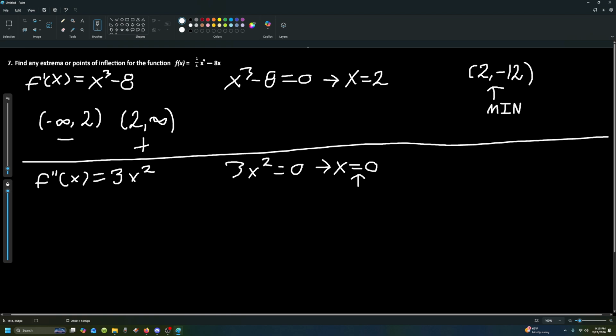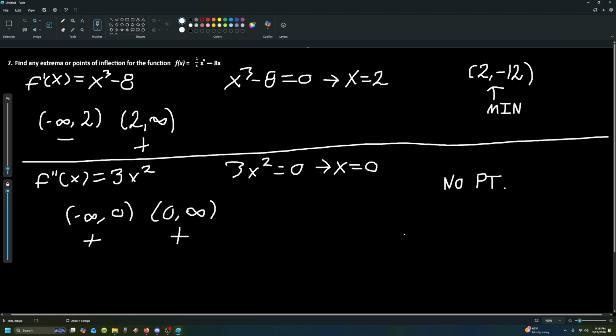An inflection point is where concavity changes, and we're going to be checking if concavity changes with intervals. So since we have x equals 0 and only x equals 0, our intervals are going to be negative infinity to 0 and 0 to positive infinity. When we plug in testing values for each of these, we find that for our first interval, we get a positive value, and for our second interval, we also get a positive value, meaning that there actually is no inflection point.